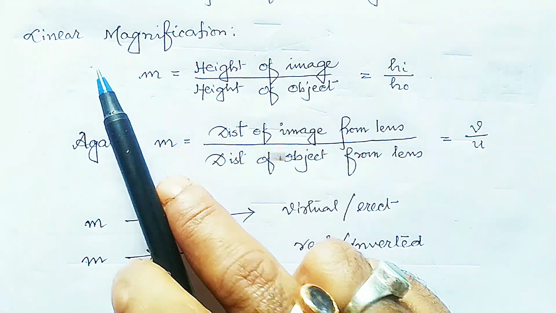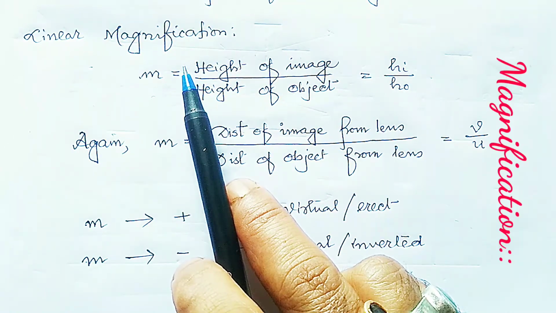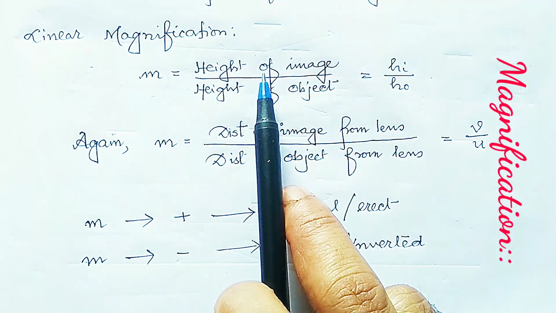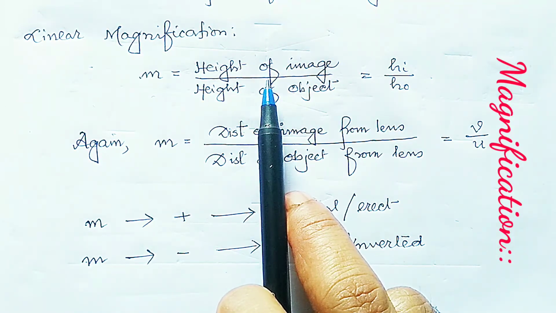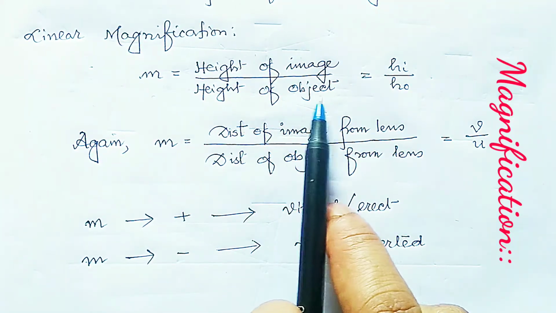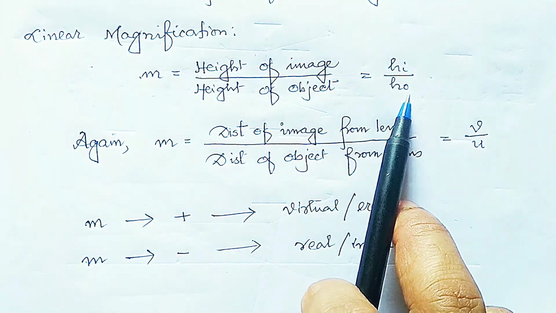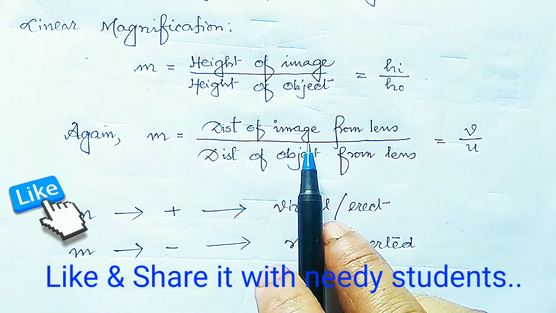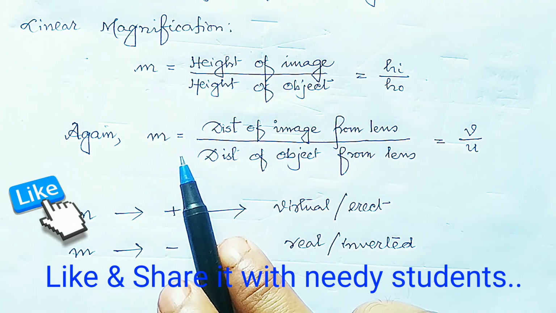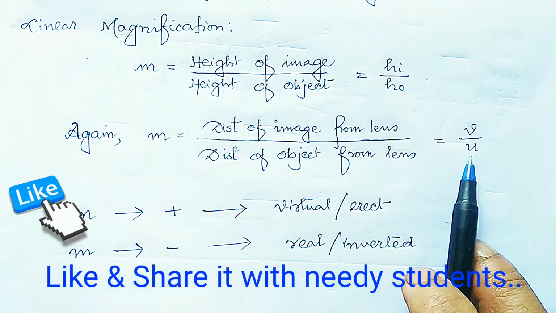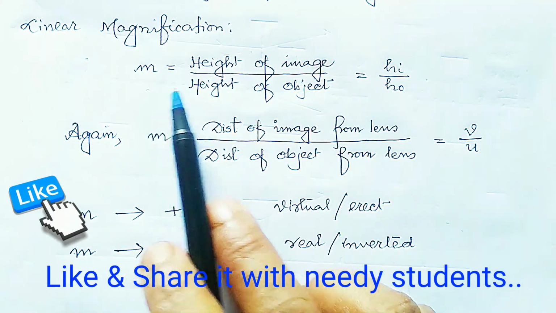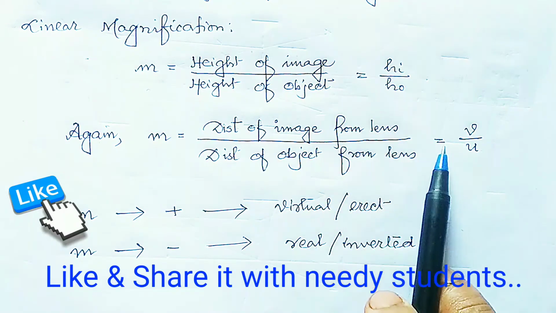Now I'll discuss linear magnification produced by lenses. The ratio between the height of the image produced by a lens to the height of the object is called the linear magnification. So mathematically we write magnification equals height of the image by height of the object, which is HI by HO. Again, the ratio of image distance by object distance is also called magnification. So we can write magnification equals V by U. So magnification produced in case of a lens can be written as HI by HO or V by U.